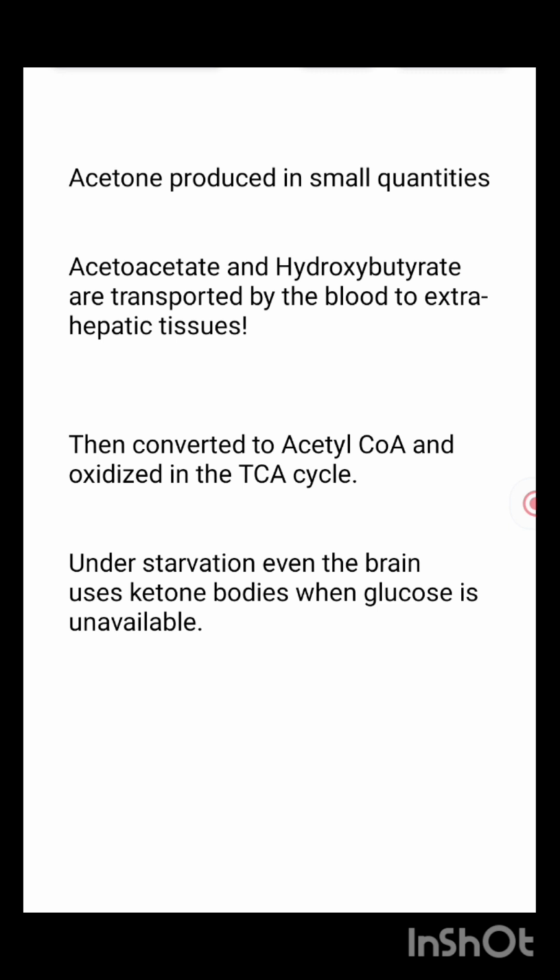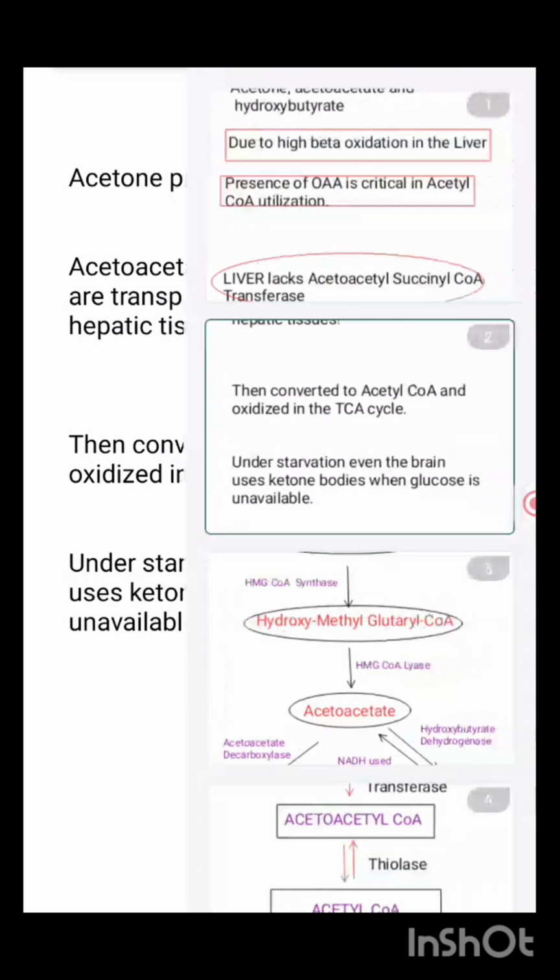And this utilization requires these two ketone bodies to be converted to acetyl-CoA, which is oxidized in the TCA cycle. So hydroxybutyrate is converted back to acetoacetate, and it's this acetoacetate that is cleaved to produce acetyl-CoA, which can be utilized. So you notice that when you are starving, even the brain will adapt to make use of these ketone bodies, especially where glucose is not available.